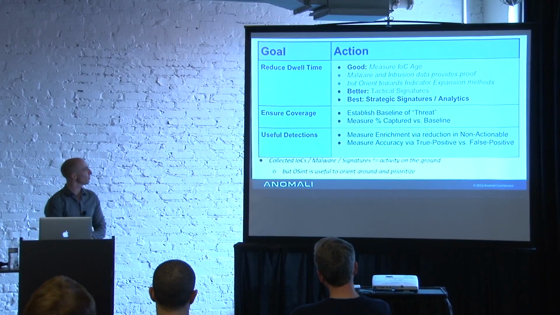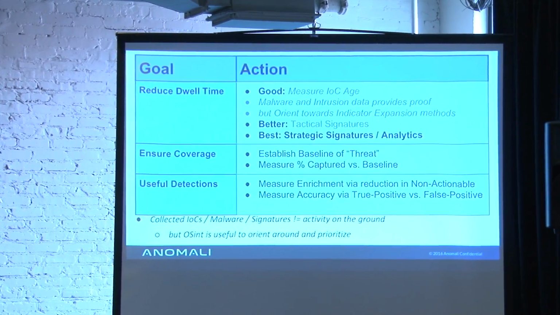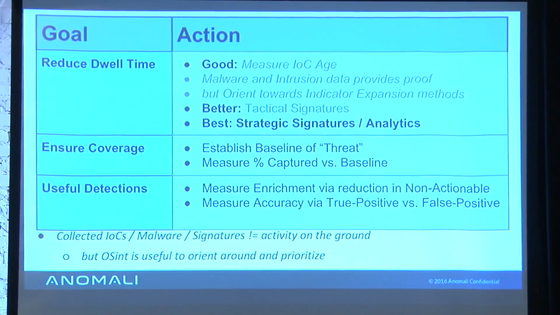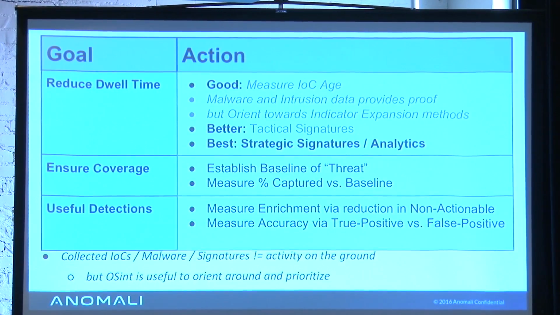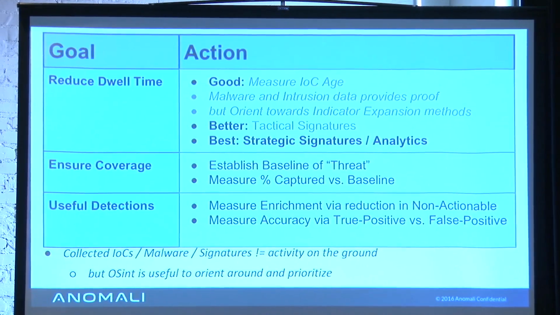Cool. So these are the major takeaways for the presentation and the concepts here. If you really want to reduce dwell time, measuring IOC age is a good way to figure out how well your data sources are helping you get ahead of dwell time. Better than that are tactical signatures, and the best are strategic signatures. Those are the only ways that you're going to get ahead of malicious actors instead of reacting to their activities.